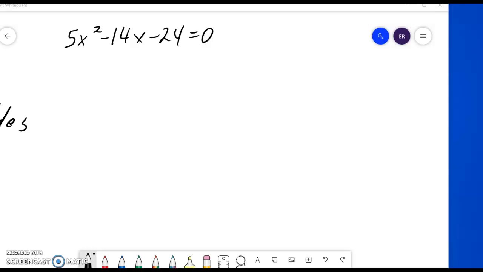All right, this one says solve by factoring. So first of all, we've got to set it equal to 0, which it is. We need to multiply A times C to find the factors that add up or subtract to B. So 5 times negative 24.